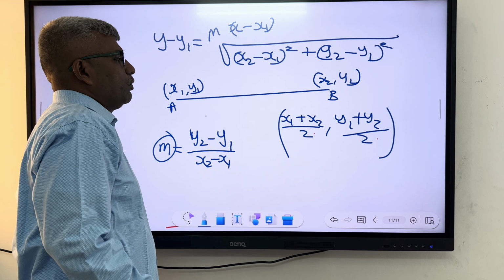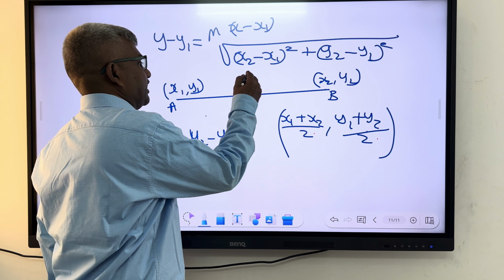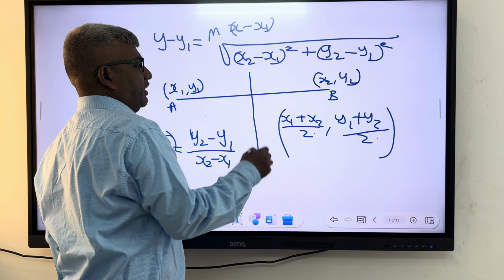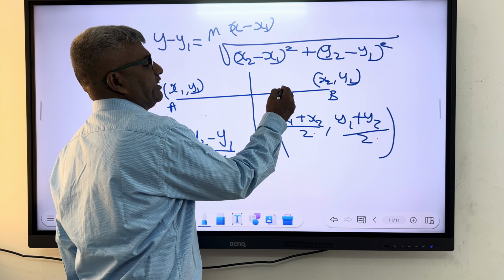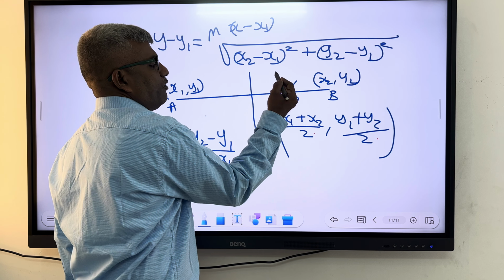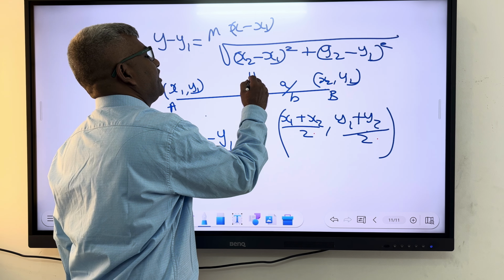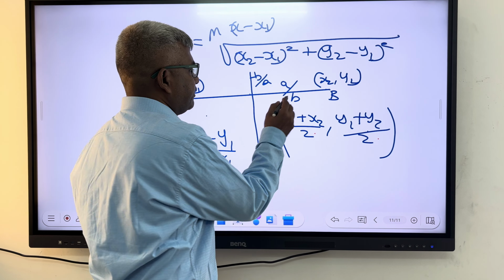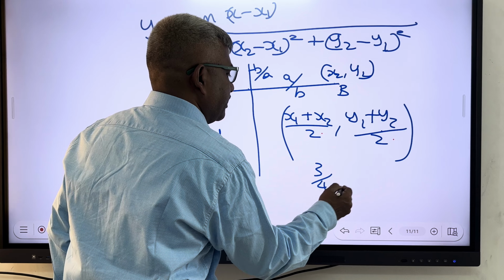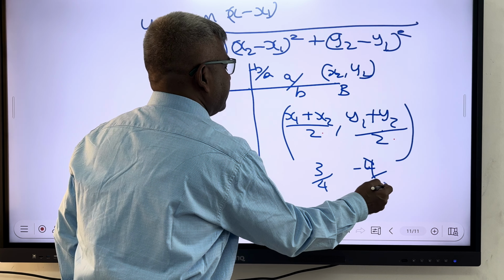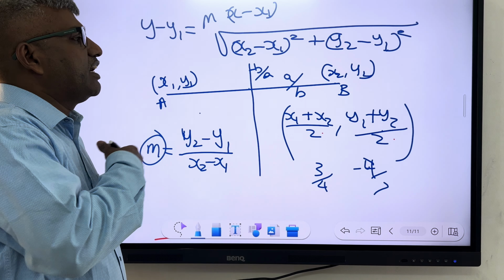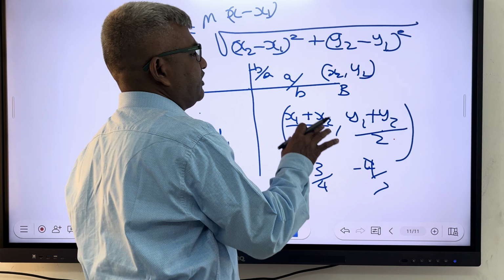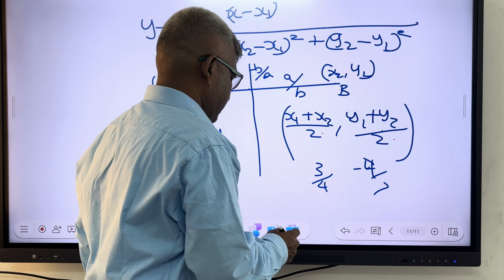Okay. How to find the perpendicular bisector? Find the midpoint. Whatever gradient you got here, suppose A over B, this gradient is minus B over A. That's all. If the gradient is 3 by 4, here minus 4 by 3. Okay, and this is the coordinate geometry, basic coordinate geometry.